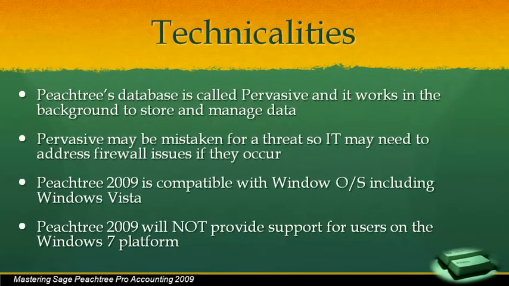It usually isn't too big of a deal. For example, on Vista, it will simply ask you, do you want to allow it, and you can say yes. So don't panic if you see that. Now you know what Pervasive actually is.